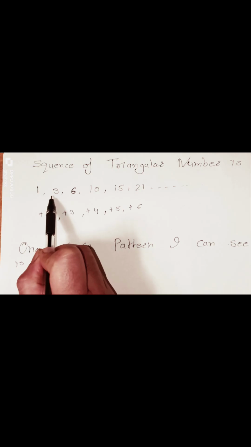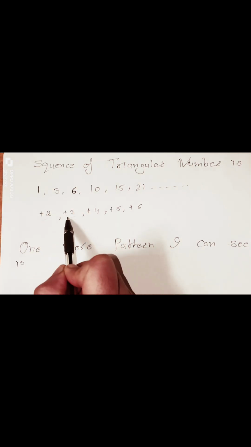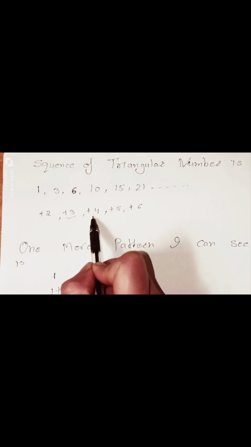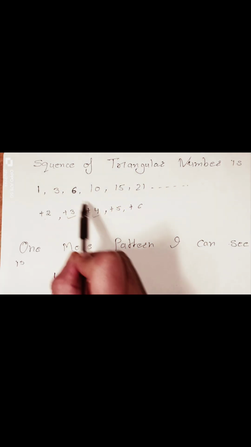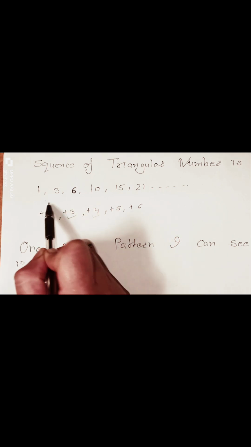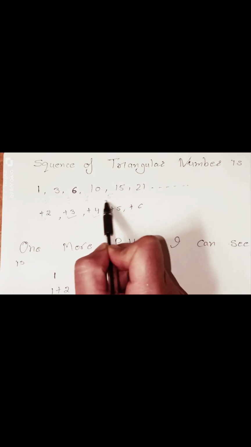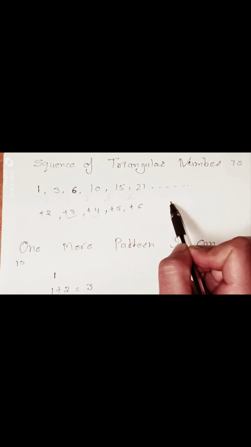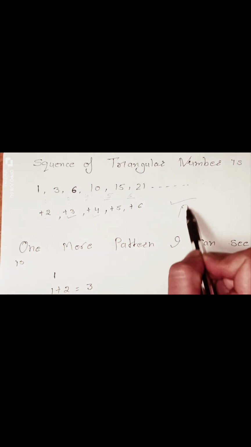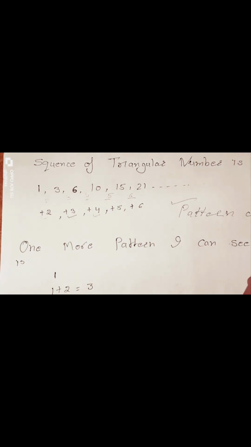So how do we get the second number? By adding 2. How do we get the third number? By adding 3. How do we get the fourth number? By adding 4. And we can see that in every number we increase the added value by 1. In the second number we add 2, in the third number we add 3, fourth number 4, fifth number 5 and sixth number 6. So this is the pattern of these triangular numbers, right?